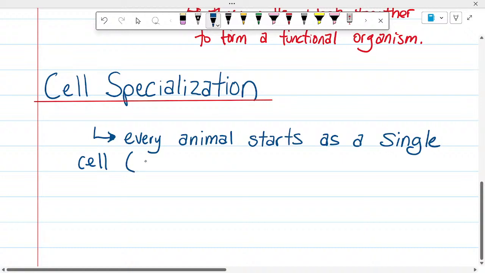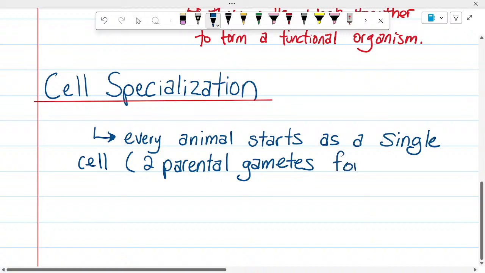So remember that the two parental gametes, which are, what's another word for gametes? Yeah, very good. Two parental sex cells, so specifically sperm and ova, if we're talking about a human for sure, form a zygote. This is sexual reproduction.